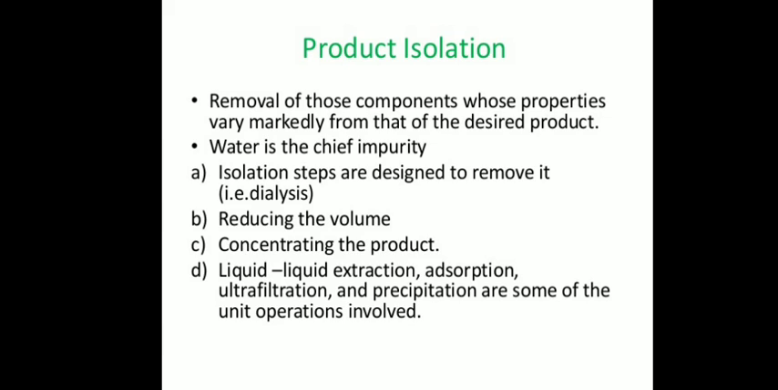For product isolation, different types of processes can be used. For example, liquid extraction, adsorption, ultrafiltration, and precipitation are some of the unit operations involved in product isolation. These different types of processes can be used for the isolation or the separation of the product. All these different processes, like liquid extraction, adsorption, ultrafiltration, precipitation, we will study in detail in our next lecture.